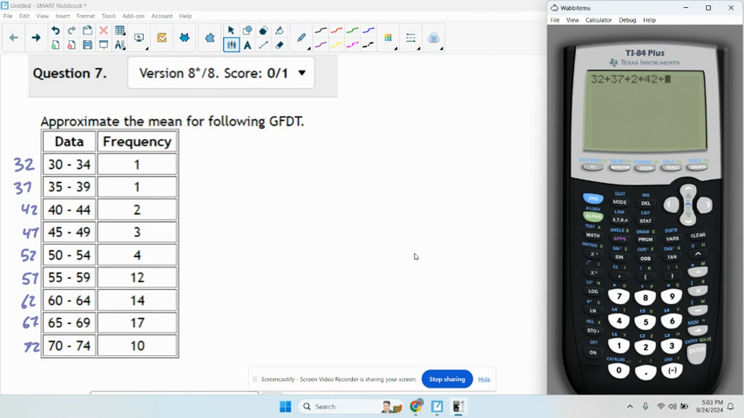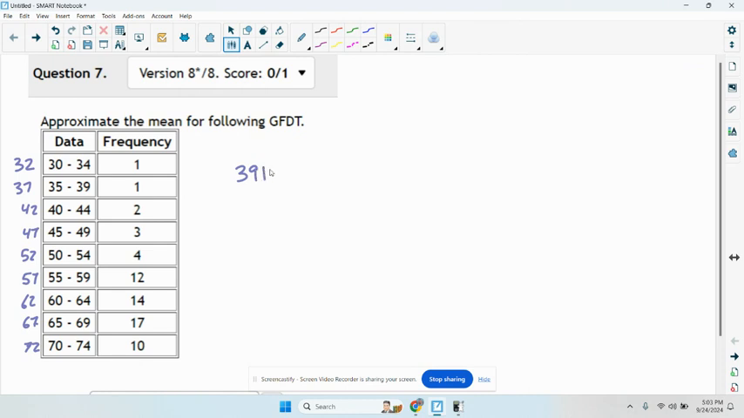Plus, I have 3 47, so I'll do 3 times 47, plus 4 times 52, plus 12 times 57, plus 14 times 62, plus 17 times 67, plus 10 times 72. I believe that's correct. And we get a total of 3,913. That's what I get when I add up all the data values. But remember, to find the mean, I have to take that and divide by the number of values there are.